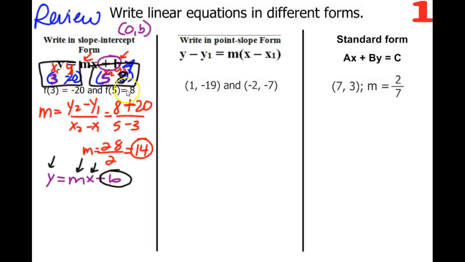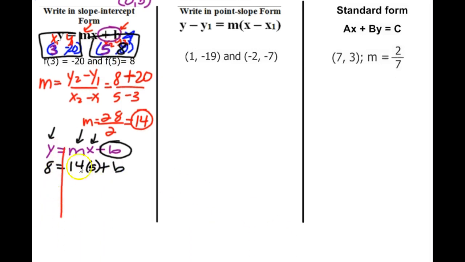And 8 is our y, so y is 8. Our slope is 14 times x, which is 5 right here, plus b, because we want to figure out what b is. So 14 times 5, I don't know what that is in my head, so I'm going to do double and half. Half of 14 is 7. Double 5 is 10. 7 times 10 is 70. All I did, because I didn't know what 14 times 5 was, is take half of 14 and double 5.